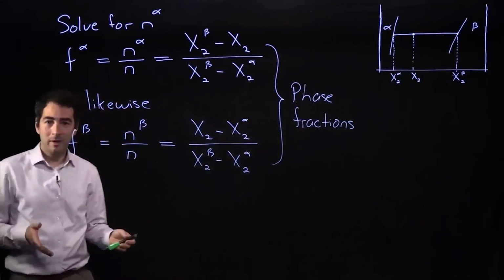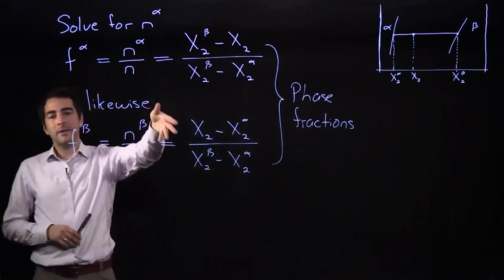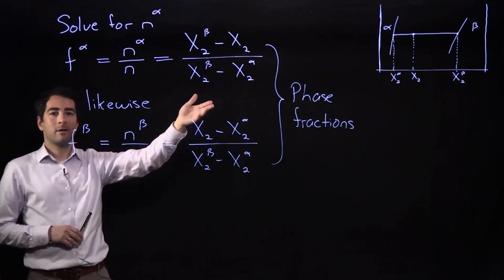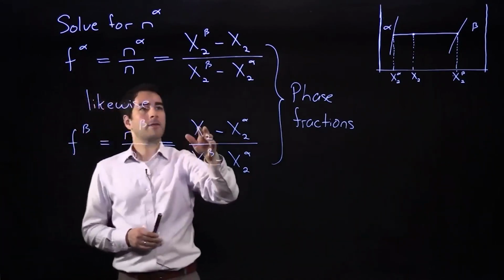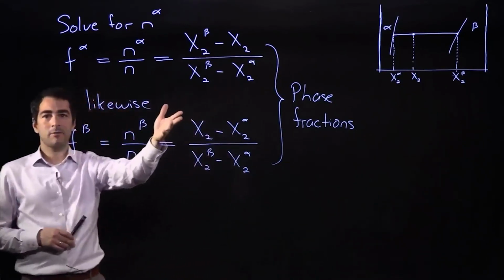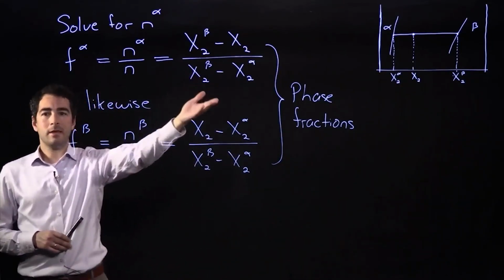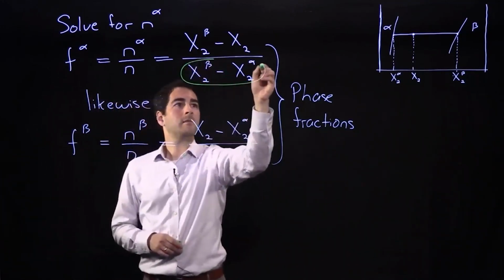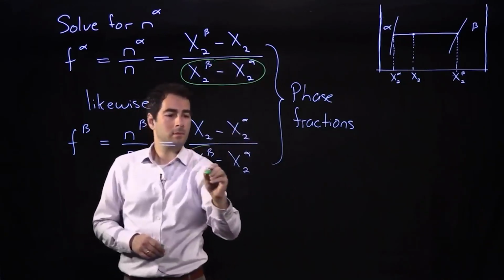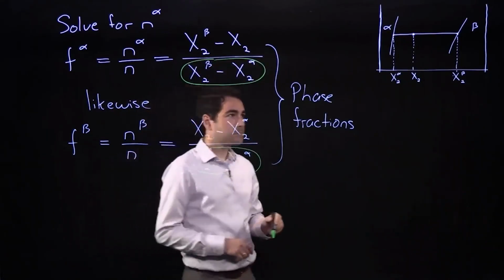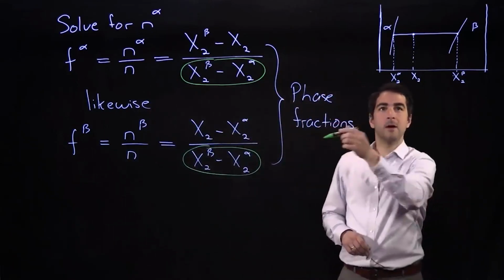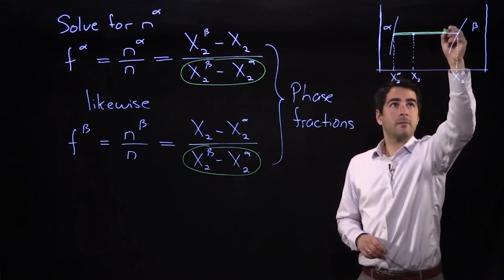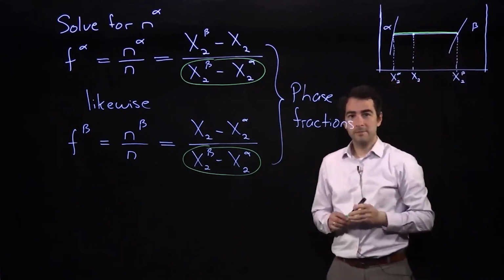And the neat point, and the reason why it's called the lever rule, is that these expressions correspond to line segments along the tie line. So I want to illustrate that. Let's start with the denominator. The denominator for both expressions is x2 in beta minus x2 in alpha. So I'll circle that in green. If we come over here to the phase diagram, we can see that that is the total length of the tie line.